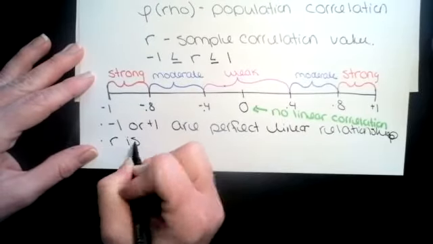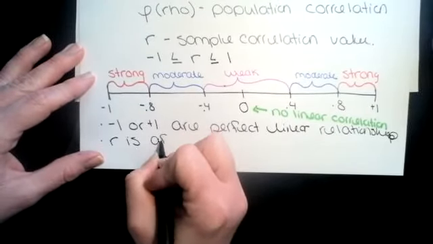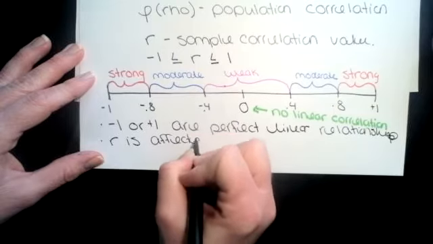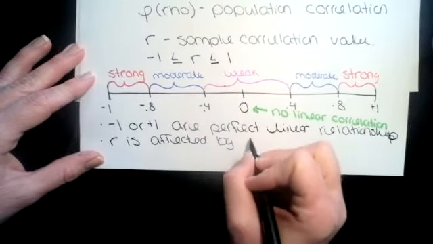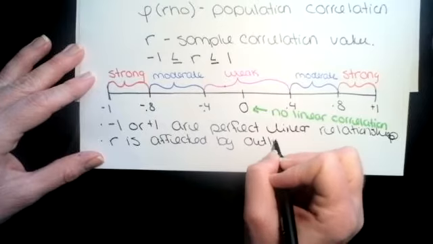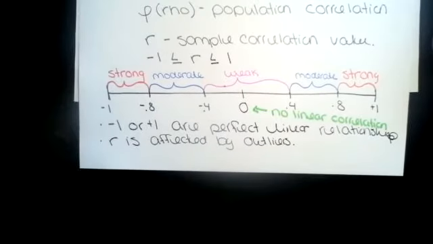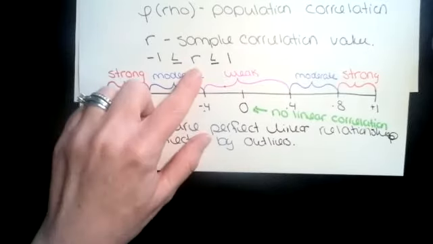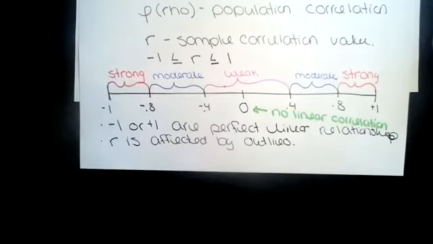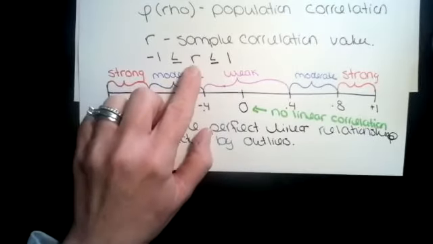R is affected by outliers. Here it is. This is why we need to mention if we have outliers or not. R is sensitive to outliers, meaning when I have outliers on my graph and in my data set, this R value will change.